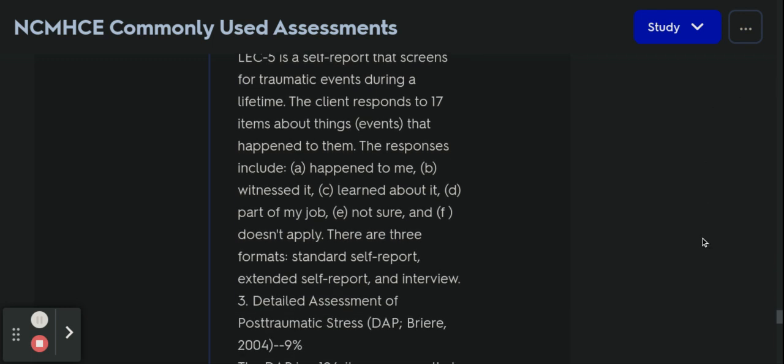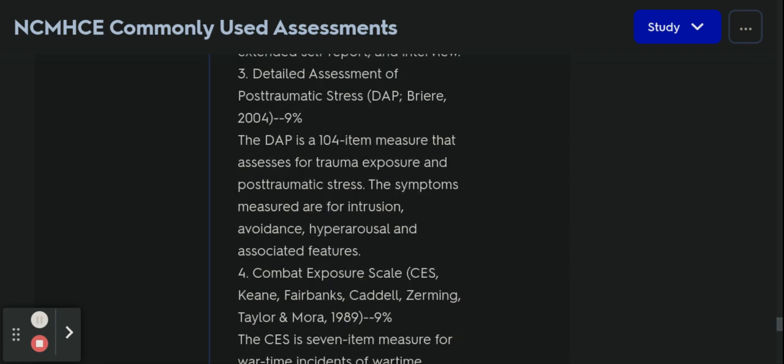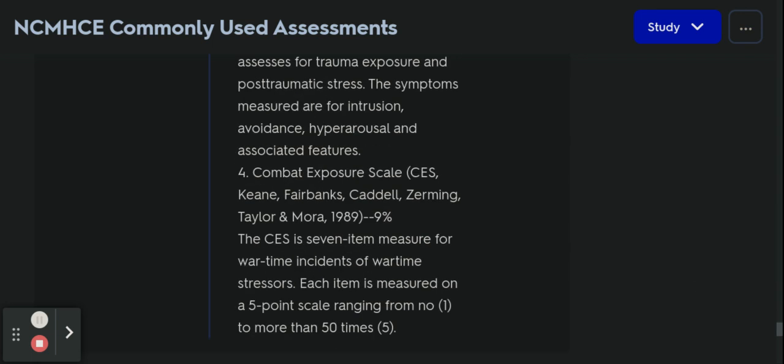Detailed Assessment of Post-traumatic Stress. The DAPS is a 104-item measure that assesses for trauma exposure and post-traumatic stress. The symptoms measured are for intrusion, avoidance, hyperarousal, and associated features.